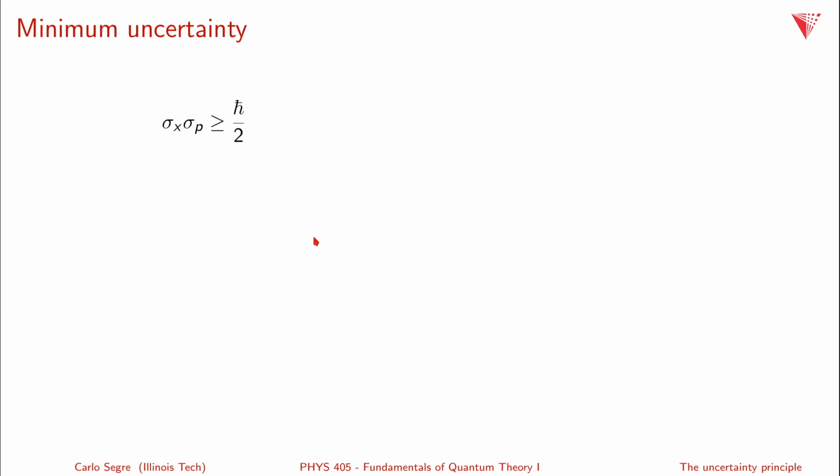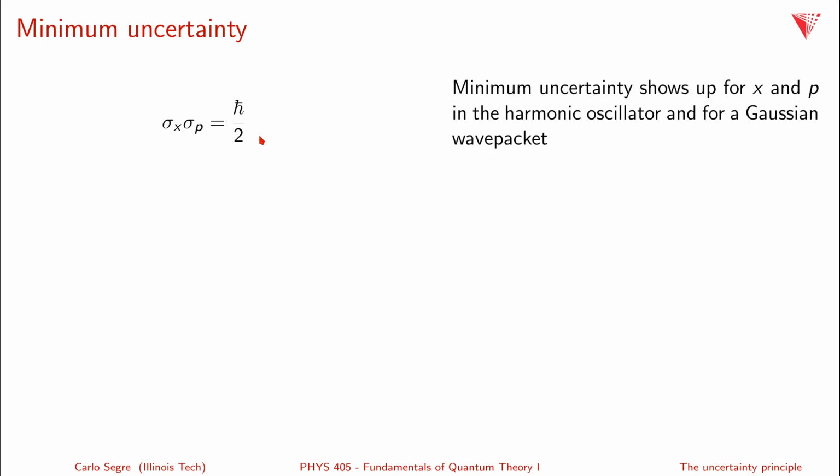So the minimum uncertainty is h bar over 2, because sigma x sigma p is greater than or equal to h bar over 2. So the question is, when does minimum uncertainty exist? Well, minimum uncertainty shows up for x and p. We saw that in a harmonic oscillator and for a Gaussian wave packet.